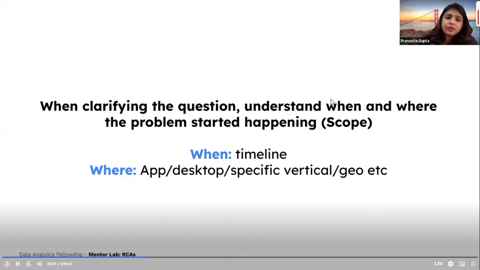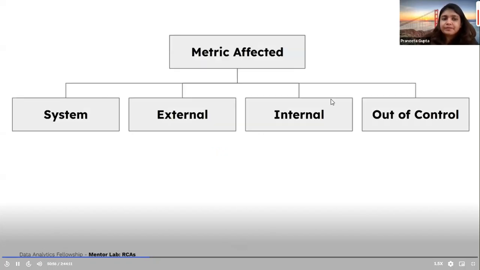So then when you're clarifying the questions, understand when and where the problem started, right? So understanding since when. In the Amazon question, we had mentioned that the drop is happening since the past 2 days, but sometimes they'll just give you a statement that we observed a drop in orders. So then the first question would be, since when are we observing the drop? Then identifying where the issue is lying. That is where your clarifying questions come into the picture again.